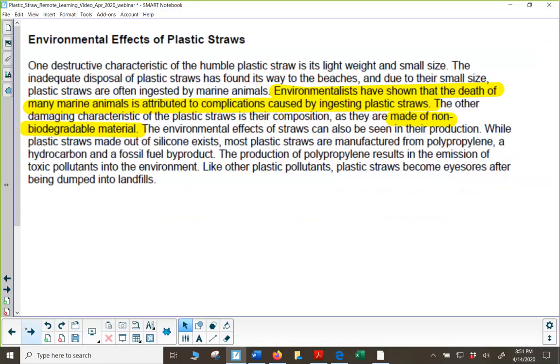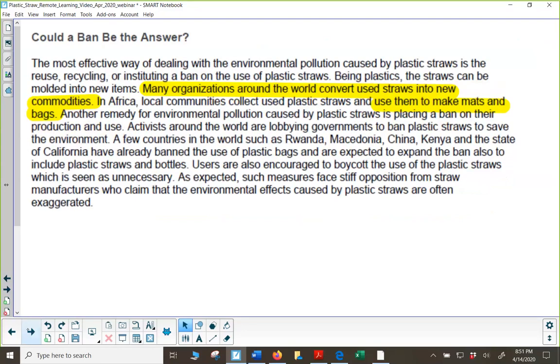Environmental effects of plastic straws. The death of many marine animals is attributed to complications by ingesting plastic straws because they're non-biodegradable. Plastic straw basically lives forever. You put it in a dump, it'll be there hundreds of years from now. Could a ban be the answer? Some states are thinking of doing that. California went to bans on plastic bags in grocery stores. Some countries are reusing plastic to make mats and bags, which is at least reusing them somehow.